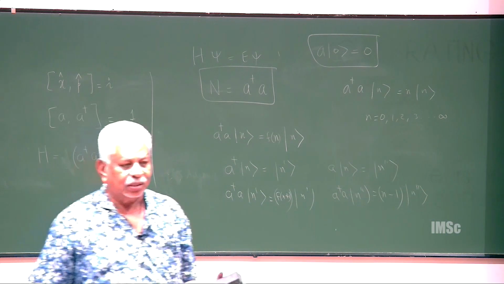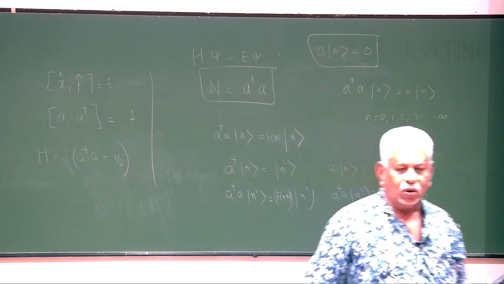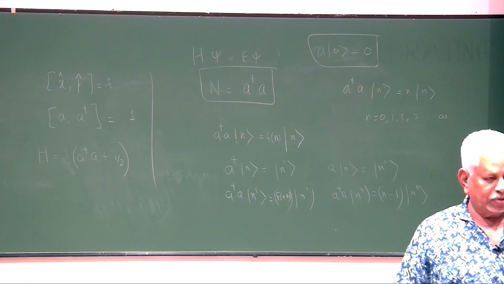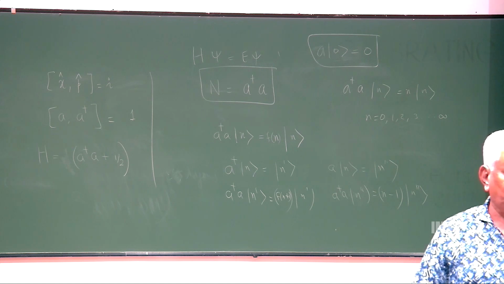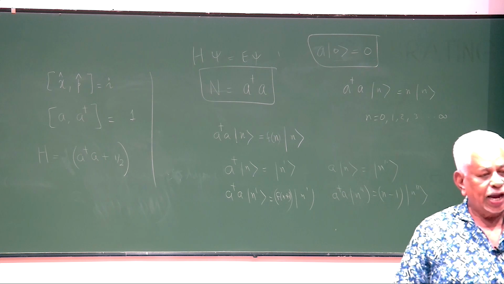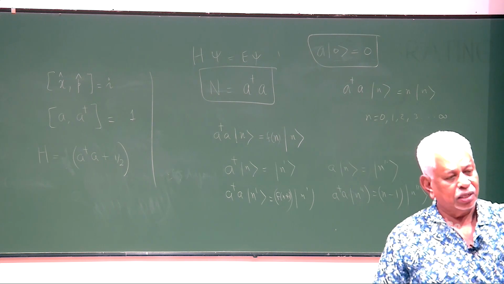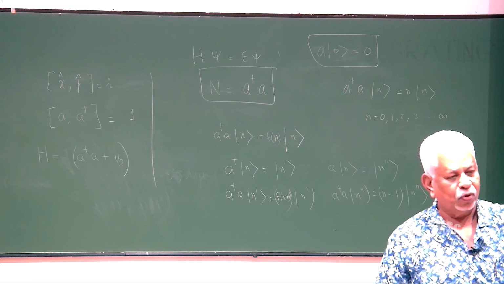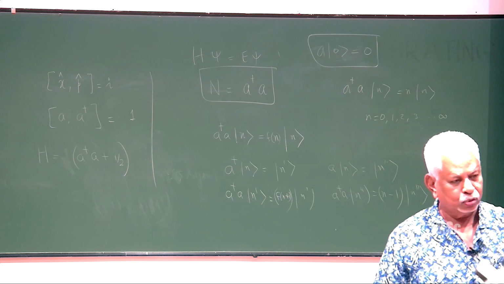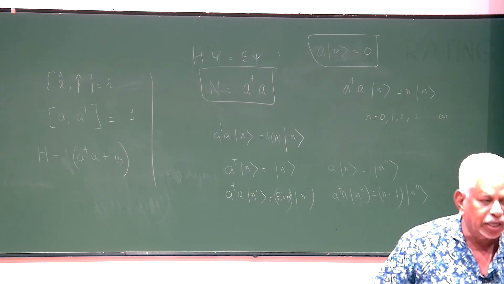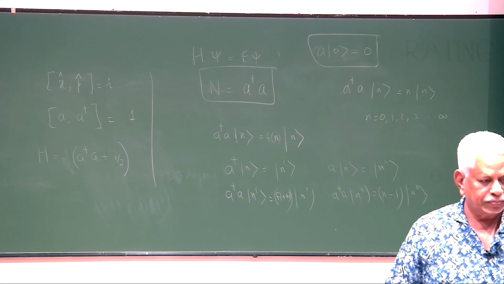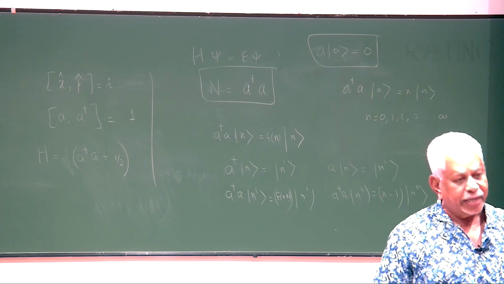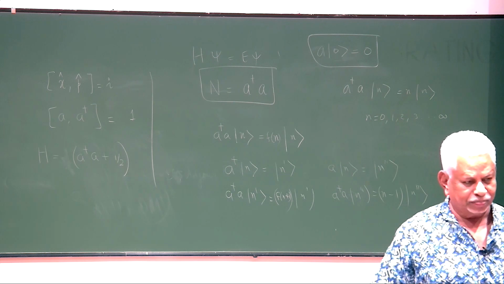If you go further, you will find some people call it a creation operator. If there is one particle, one quanta, it will become 2 quanta, 3 quanta, 4 quanta. And A will be reducing it. If there are 4 quanta, it will become 3 quanta and 2 quanta, etc. One is called the creation operator, another is called the annihilation operator. And A dagger A gives you the number operator.